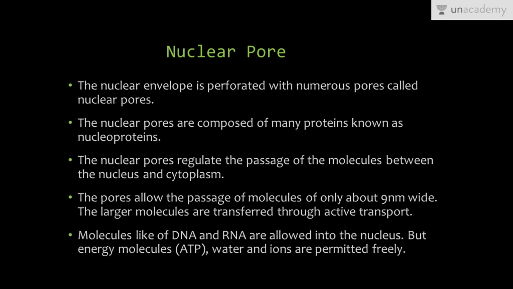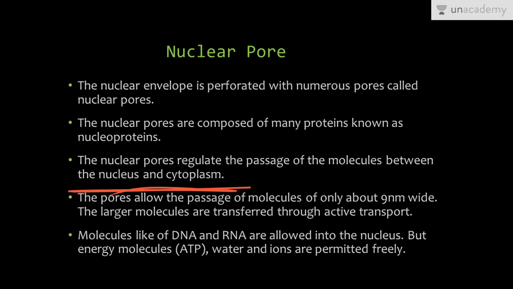Moving on, we have the nuclear pores. Now we had observed some pores present in the envelope. These are known as the nuclear pores. The nuclear envelope is perforated with numerous pores called nuclear pores. The nuclear pores are composed of many proteins known as nucleoproteins. So the composition of the pores is nucleoproteins. The nuclear pores regulate the passage of molecules between the nucleus and the cytoplasm. Of course, pores are present because some substances are to be taken from the cytoplasm to the nucleus, and some proteins which are synthesized inside the nucleus are supposed to be taken to the cytoplasm. So this transport takes place with the help of the pores.